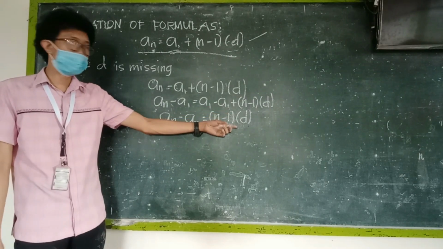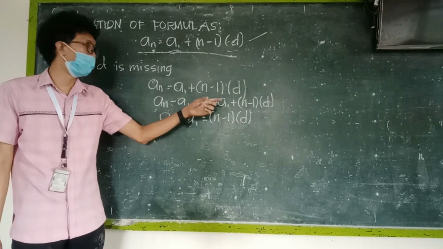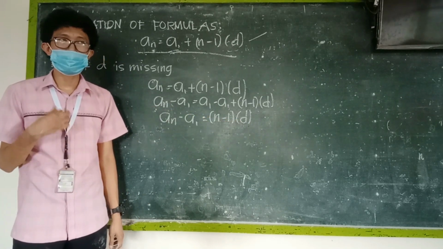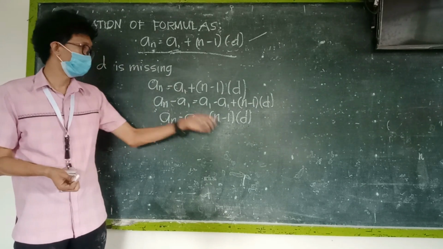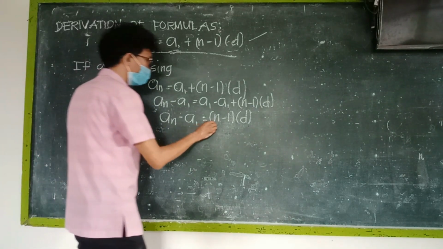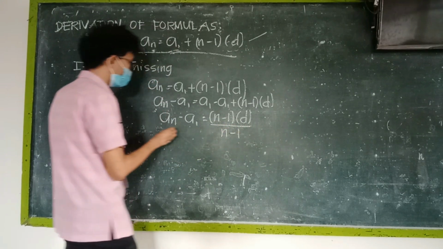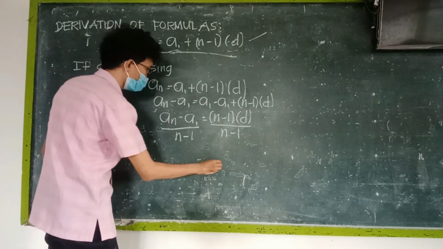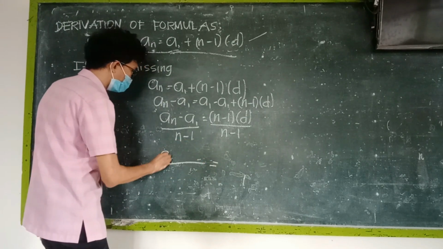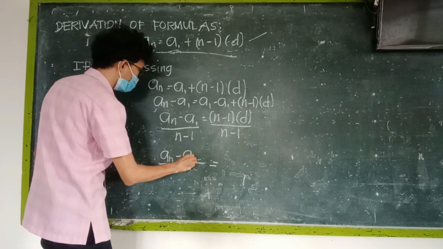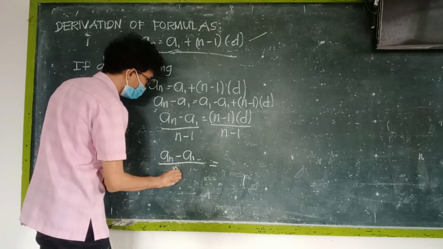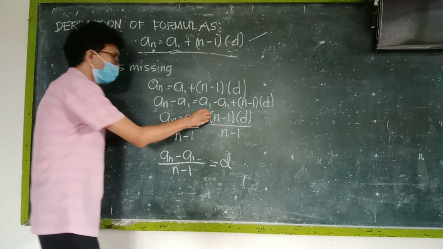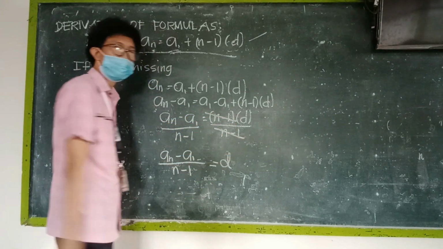So, para d na lang ang matira dito, at saka minultiply naman natin ang n minus 1 at saka ang d, kukunin naman natin yung inverse operation ng multiplication, which is division. So, i-divide natin ito by n minus 1, ito i-divide natin by n minus 1. So, magiging a sub n minus a sub 1 all over n minus 1 is equal to d. Kasi maka-cancel out itong n minus 1 at saka n minus 1.